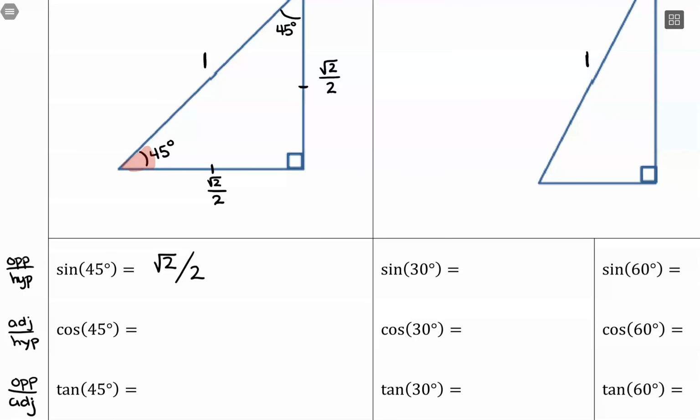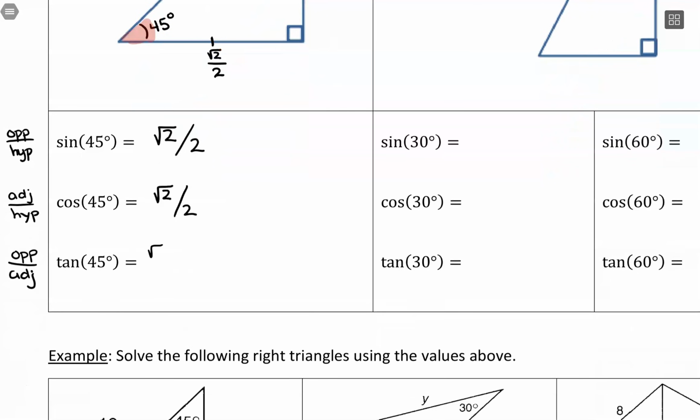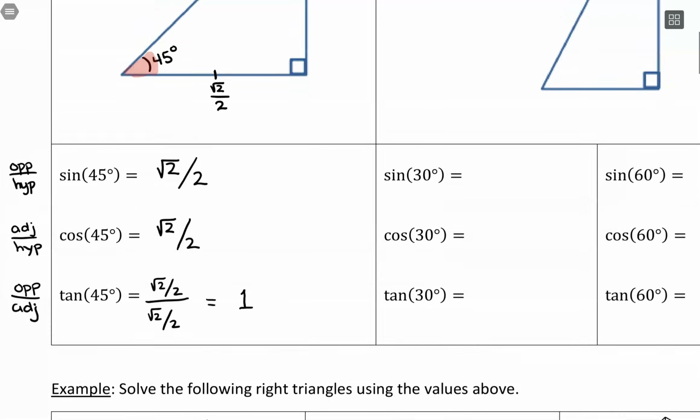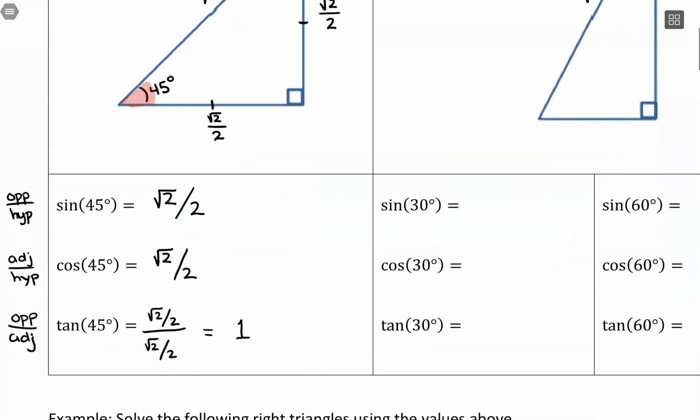We do cosine, so that'll be taking the adjacent side length divided by the hypotenuse. So we're going to see the same solution, root 2 over 2. And tangent, we're going to take root 2 over 2 from opposite divided by root 2 over 2 from adjacent. So what that will look like is root 2 over 2 divided by root 2 over 2. But really we have a numerator and denominator that are exactly the same, so that's going to be equal to 1. So that's our 45 right triangle. We have those side lengths, and then we can see sine, cosine, tangent coming through as well.